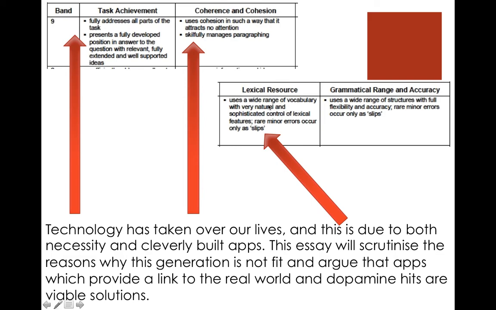Again, if you want to hit this idea of natural language, you've got to read, like you'll see in my videos on reading for IELTS writing. Those will help you. Okay, and wide range of structures. So we have subject, verb, object. Reasons why this generation is not fit, and argue. So again, subject, verb, object, verb, object.